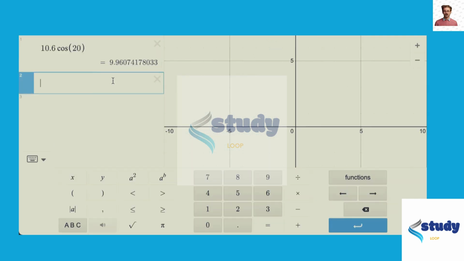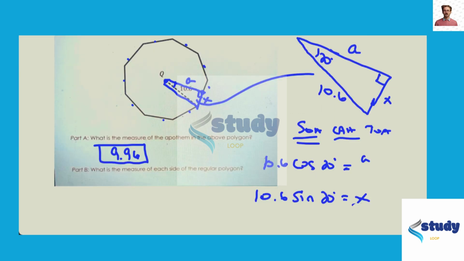10.6 sine 20, or 3.63. That is half of the side. So double it, and you got a full side, 7.25 for one full side.